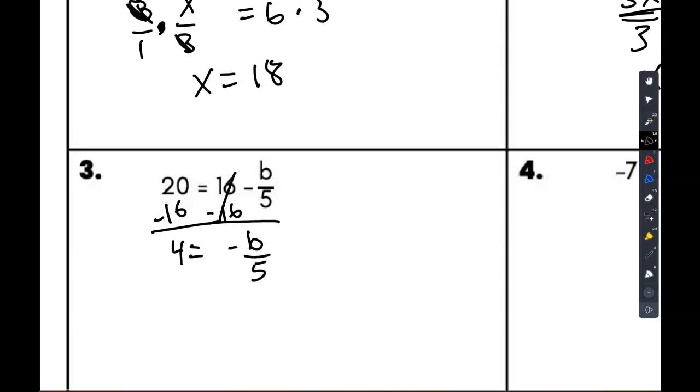Okay, and now I'm going to multiply. Since I want the b to be by itself, I'm going to multiply by a negative 5 over 1. That way, negative times a negative will make it positive. Okay, so I'm going to multiply by negative 5 over here. So that's going to leave me with negative 20 is equal to b.